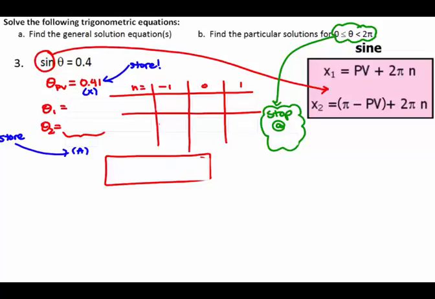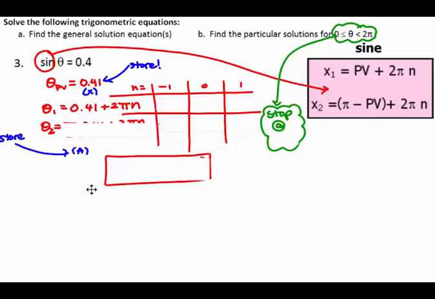Again, I'll usually use x for the first one. Now, because this is a sine function rather than cosine, we have to use our sine equations, our general solution equations. So the first one is identical to cosine, principal value plus 2 pi n. However, the second one, be careful, it's pi minus pv.